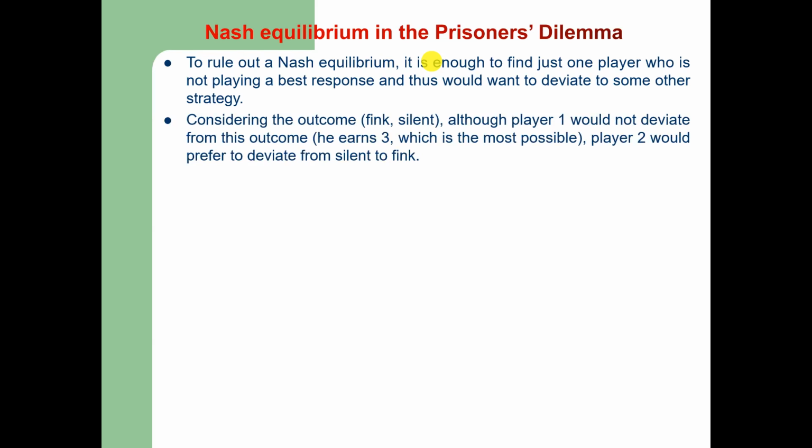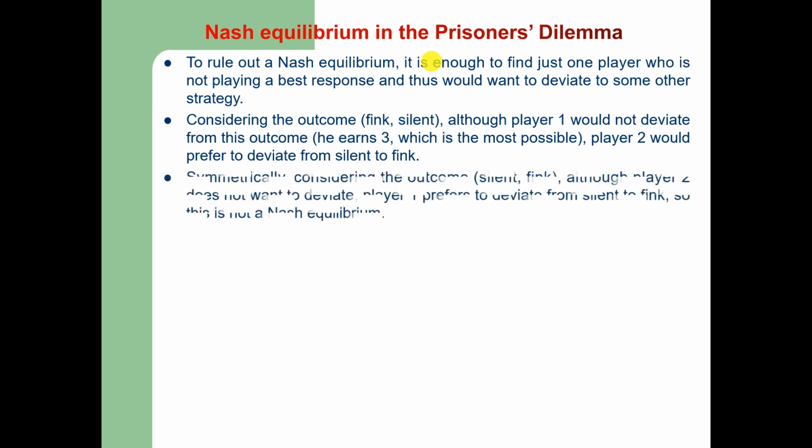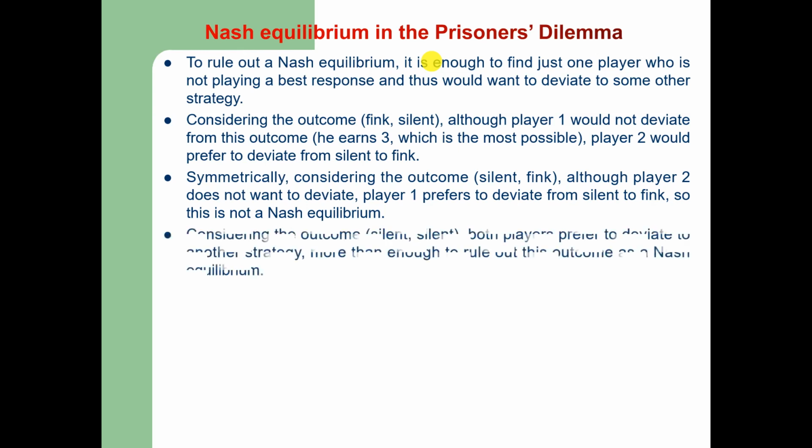Considering the outcome think, silent: although player 1 would not deviate from this outcome as he earns 3, which is the most possible, player 2 would prefer to deviate from silent to think, because being silent is not the best response. Symmetrically, considering the outcome silent, think: although player 2 does not want to deviate, player 1 prefers to deviate from silent to think. So this is not a Nash equilibrium as well.